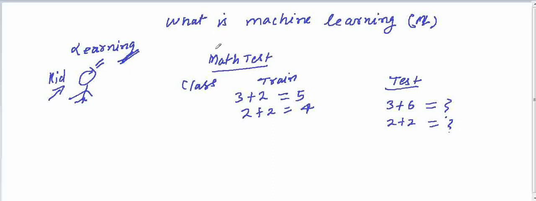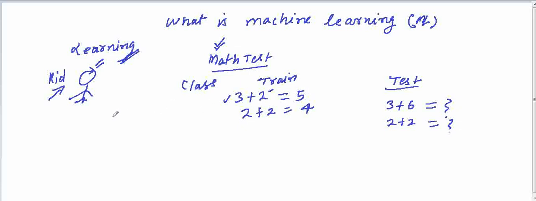Let me take another example. Let's say you are in a mathematics class and your teacher is giving you an arithmetic problem for adding two numbers. In the class, the teacher first explains how to add two numbers. Let's say here one number is 3 and another number is 2. The teacher explains 3 plus 2 is equal to 5.